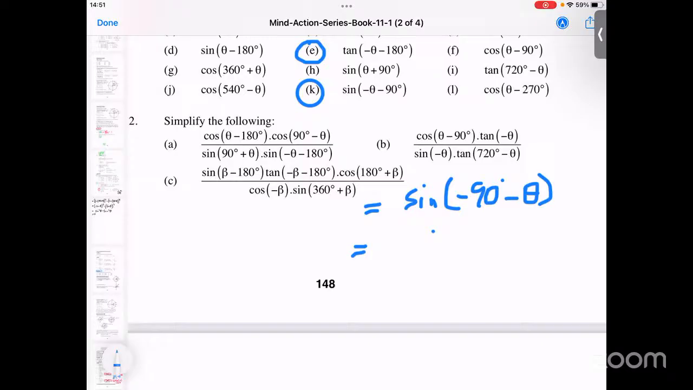Okay, then what will it be? It'll be minus sin bracket 90 plus theta. Okay, how did you end up getting that? Because the negative angle of sin is in quadrant 4, so sin is negative. It's in quadrant 4, and then sin is negative. Yes, okay, then it's fine.